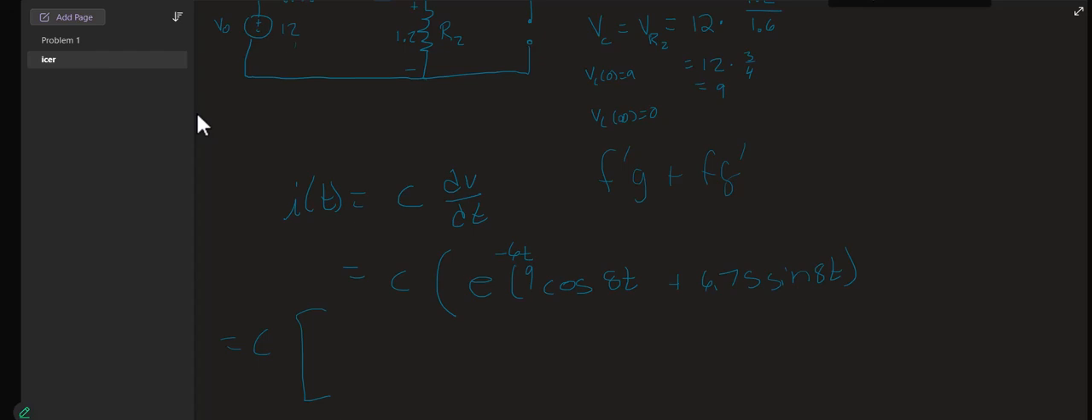So the derivative of e to the minus 6t is minus 6 e to the minus 6t, times 9 cosine 8t plus 6.75 sine 8t, plus e to the minus 6t times the derivative of the second one. The derivative of cosine is minus sine, chain rule, you take the 8, minus 72 sine 8t, and then the derivative of sine is cosine, so plus cosine 8t. The only hard part is multiplying 8 times 6.75.